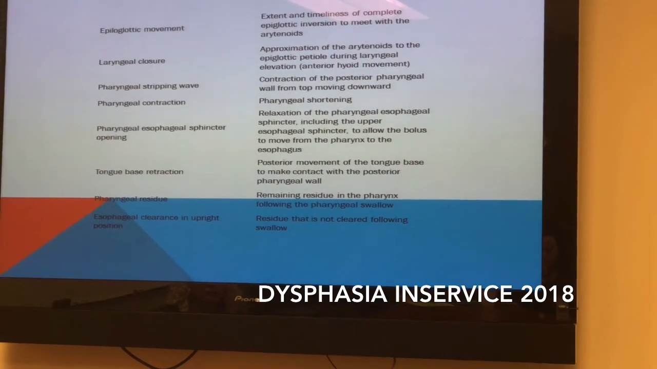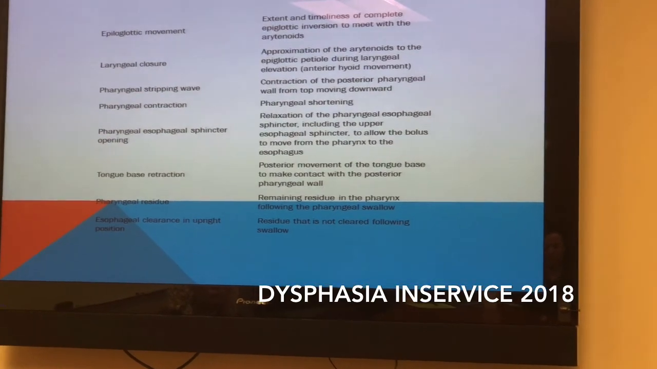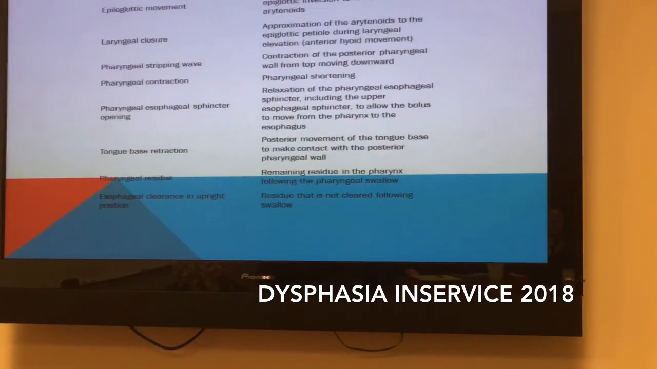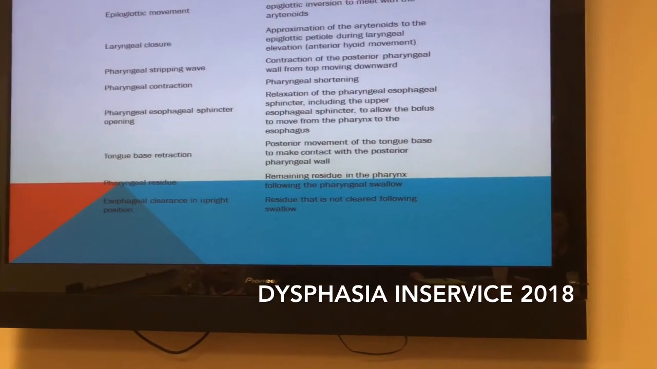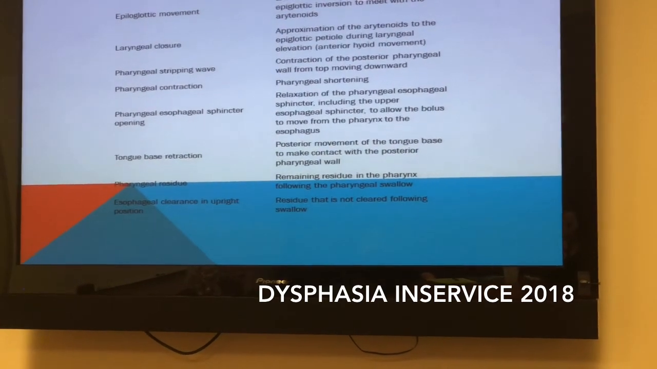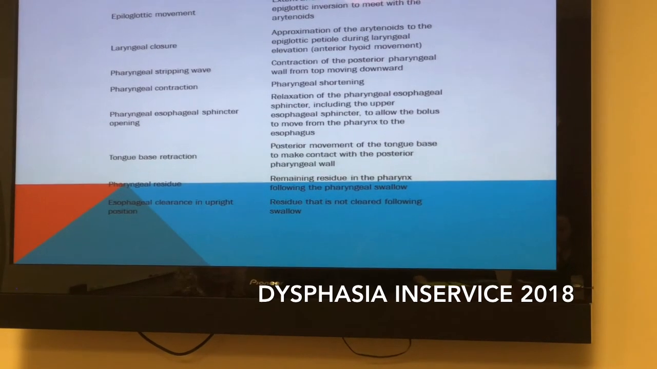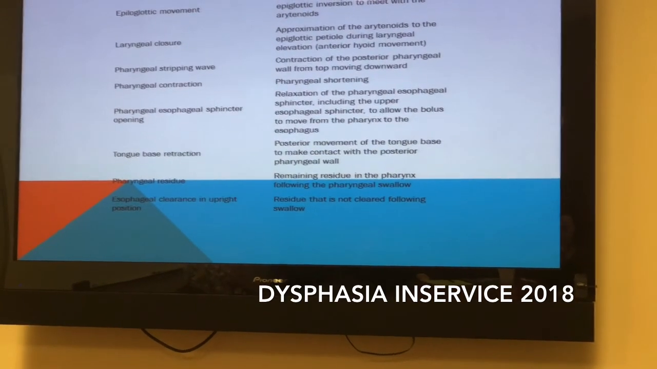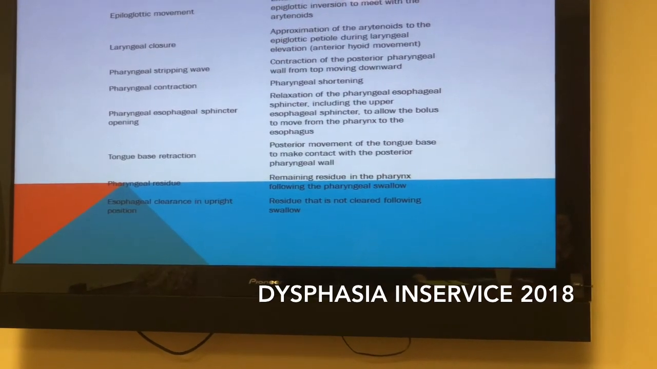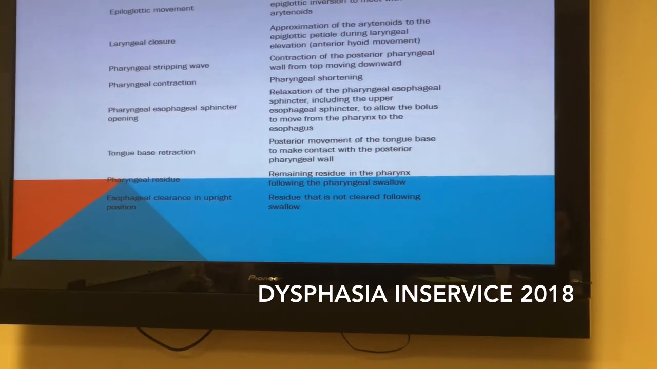After the swallow, we look to see if there is any pharyngeal residue. So many times at a bedside, you cannot tell that the patient has not cleared the material from the vallecula and the piriform sinus. If they have a weak swallow, they'll have a large amount of material still in their pharynx that you can't see from a bedside. And the patient often won't feel it, won't know it's there.